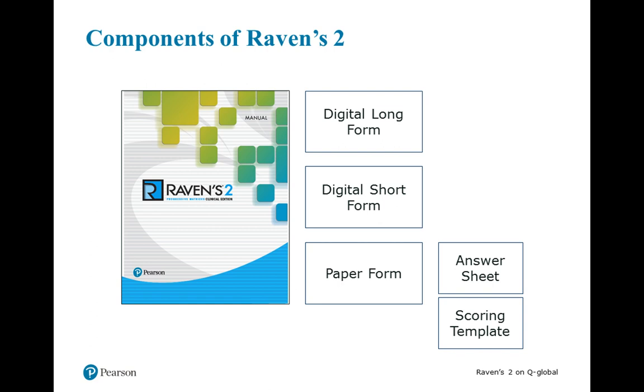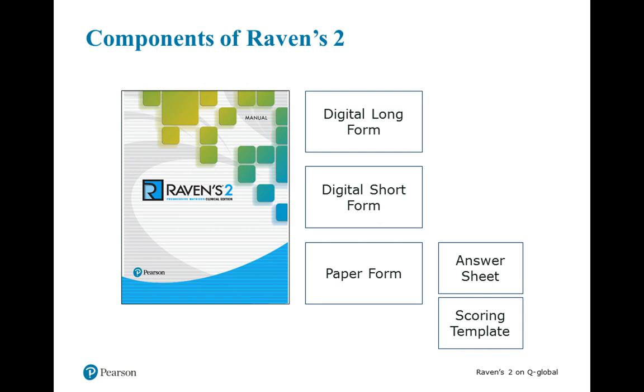So the components of Ravens include the test manual for both digital and paper administration, a digital long form with millions of unique randomly assembled item sets, a digital short form also with millions of unique randomly assembled item sets, a paper form with fixed item sets in one test booklet, an answer sheet for examinees to input their personal identification information and to mark their response choice to each test item, and a scoring template to assist examiners with scoring the test for those who are using hand scoring.